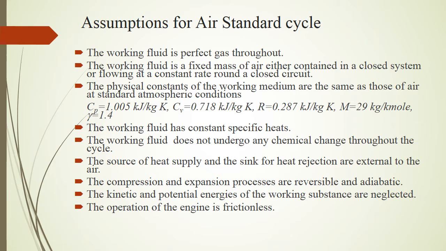The working medium has constant specific heats. They are not going to change with the processes, meaning throughout the range of operation. If the range of operation of the cycle varies from almost 1 bar to 70 or 80 bar, and in terms of temperature from 300 Kelvin to say 2000 or 2500 Kelvin, even then the specific heats are assumed to have the same value throughout the range of operation.